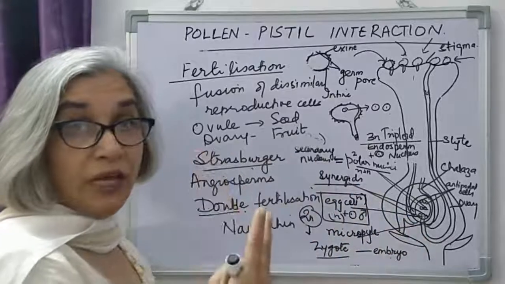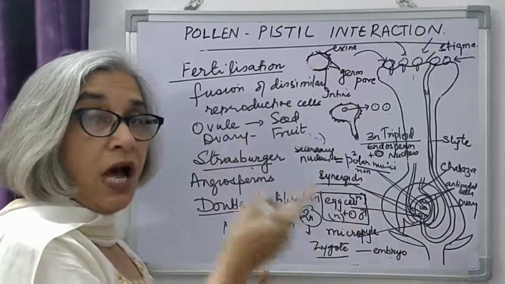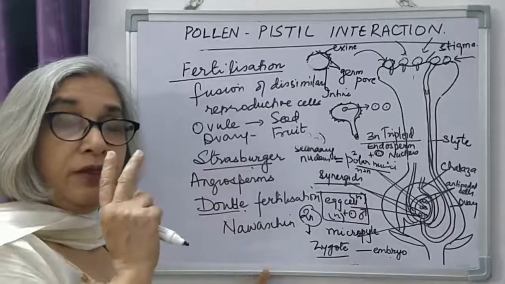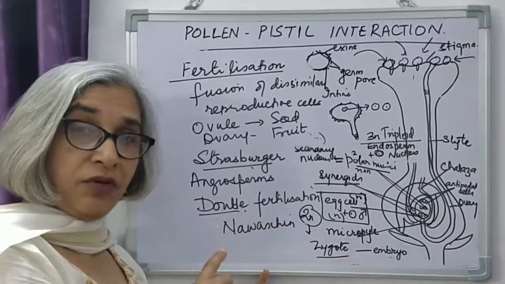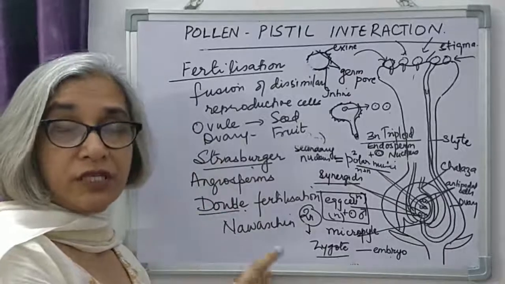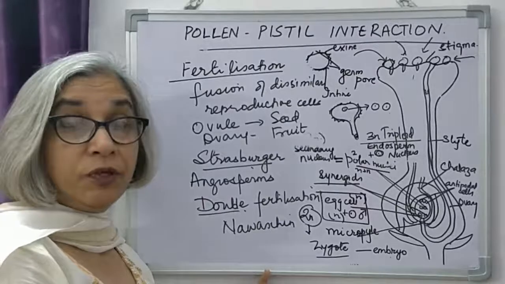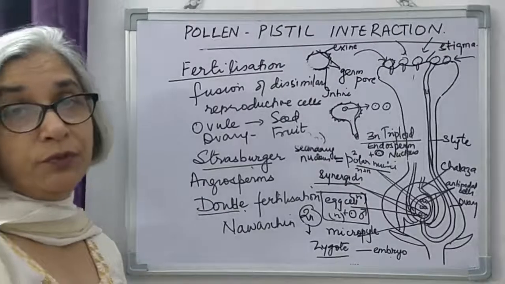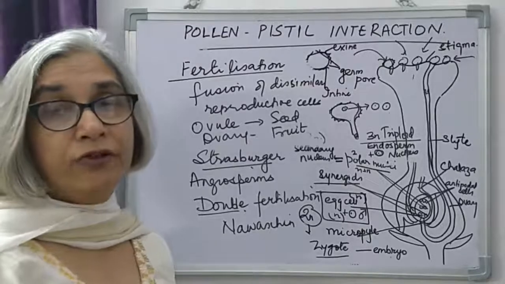Double means two male gametes, one fuses with the egg cell, the other fuses with the secondary nucleus. How was the secondary nucleus formed? By the fusion of two polar nuclei. Those polar nuclei are haploid, and after fusion they form the secondary nucleus, which is diploid. One more male gamete fuses with that, which is called triple fusion, resulting in a triploid cell called the endosperm nucleus, and this endosperm nucleus will form the nutritive tissue endosperm. So this was pollen pistil interaction followed by fertilization.